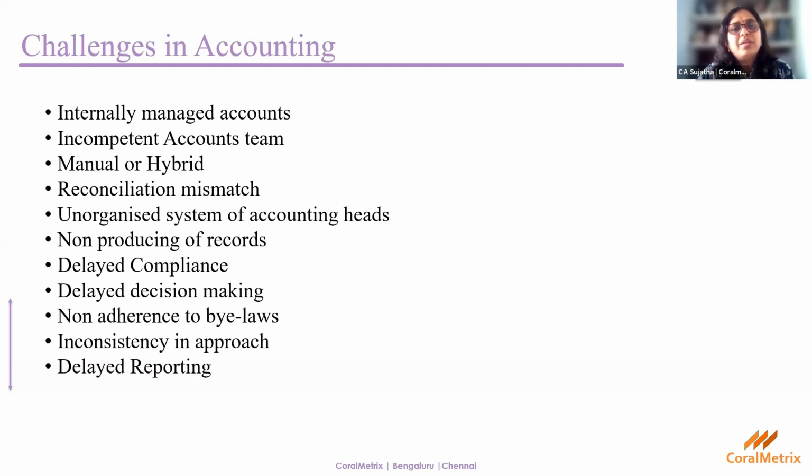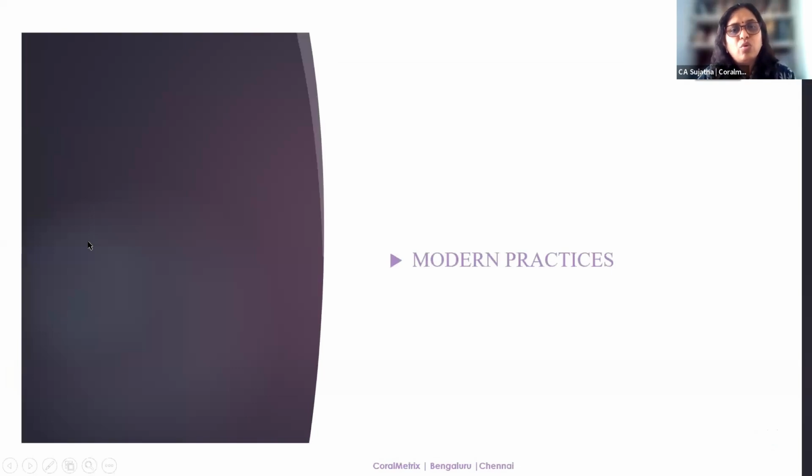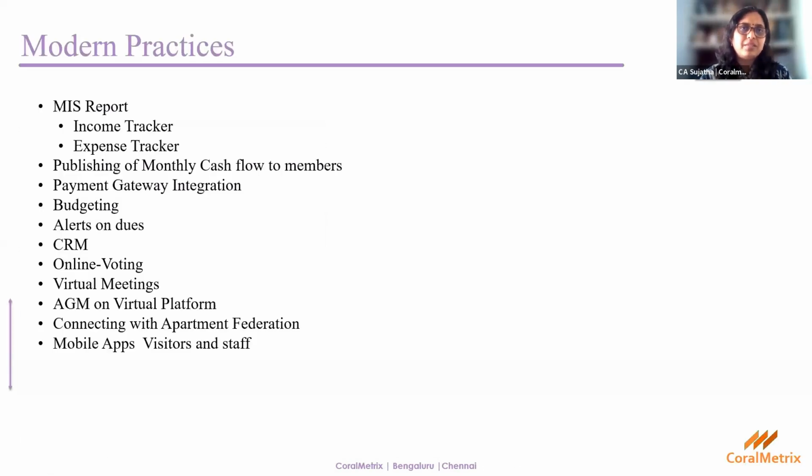This leads to delayed reporting. Because of that, the AGM process also gets delayed. So these are some of the issues which we encounter when we go for audit. Having said that, these are the best practices and modern practices which we have seen and were amazed by, implemented by a few apartments, a few RWAs in a city like Bangalore.